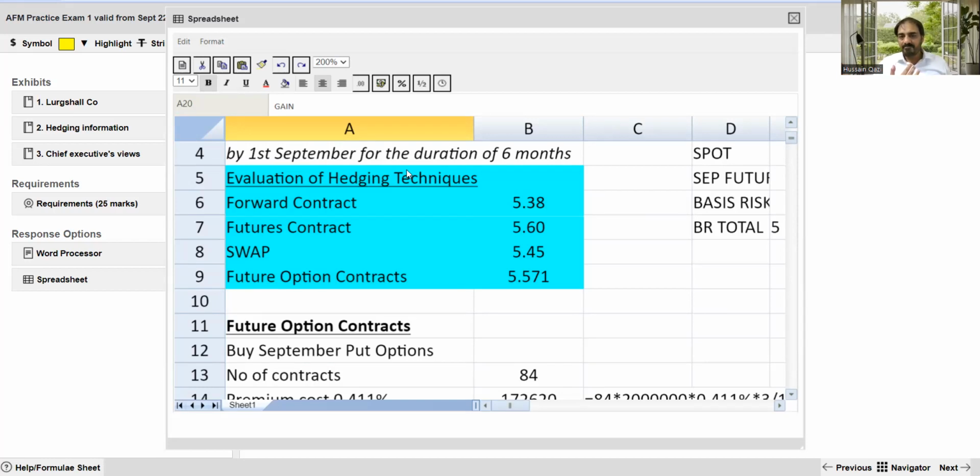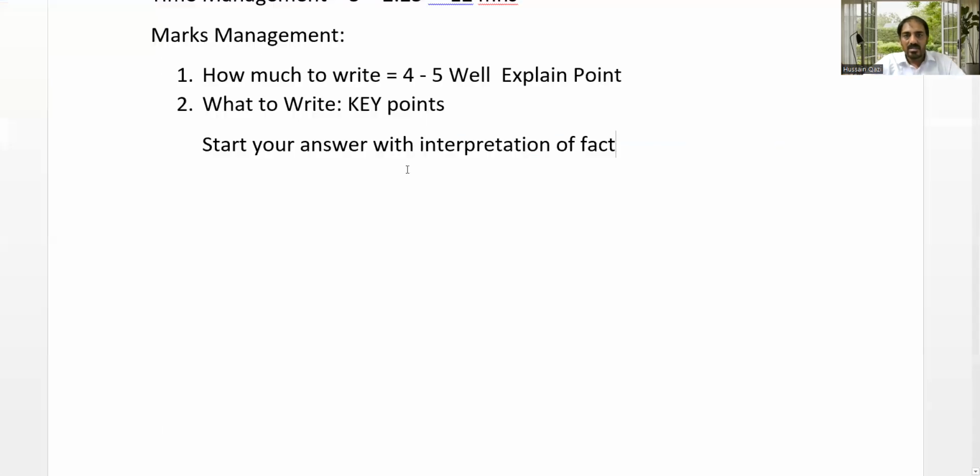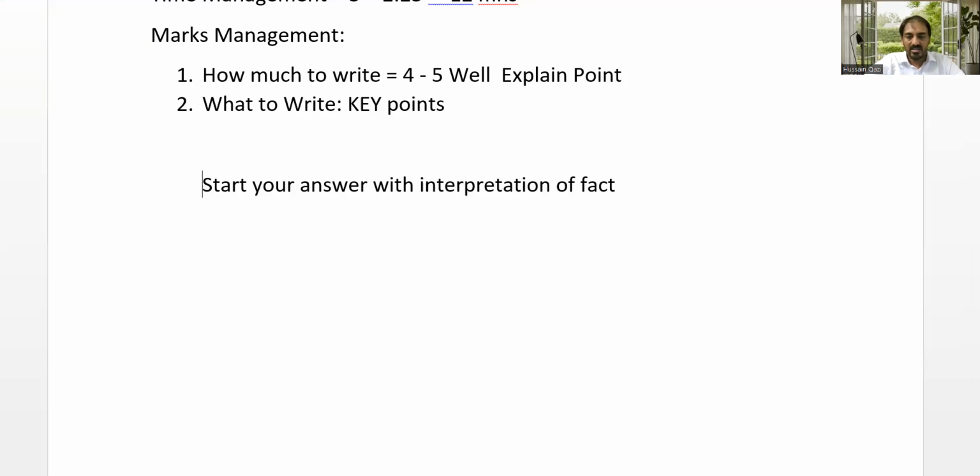Not writing in the manner of: number one, futures giving the best, then forward, then swap, and the least, options. You have to interpret the things. Here futures contract provides the higher one, where forward and swaps are slightly lower borrowing cost, but the worst situation is the option contracts. That is how you decorate your line, with one or two lines. Interpret these facts. That's all. Number one, the first thing is that.